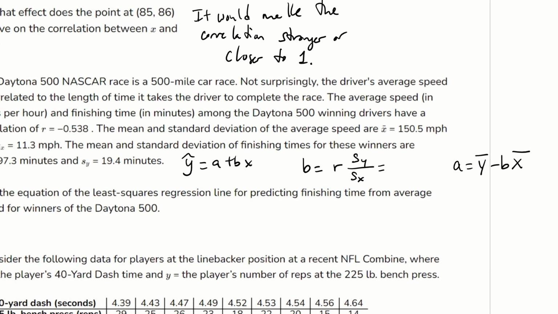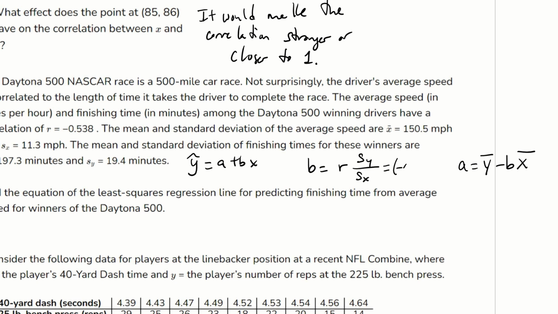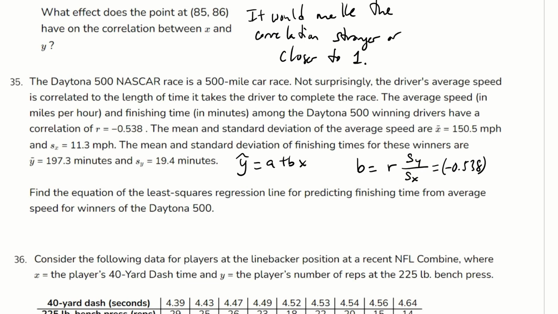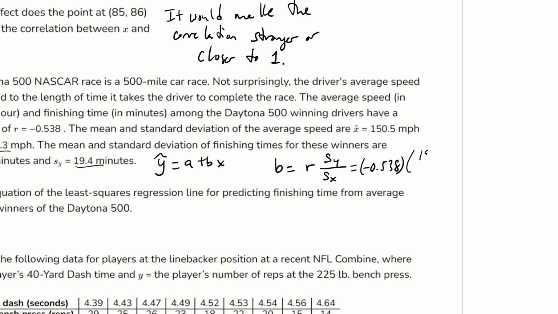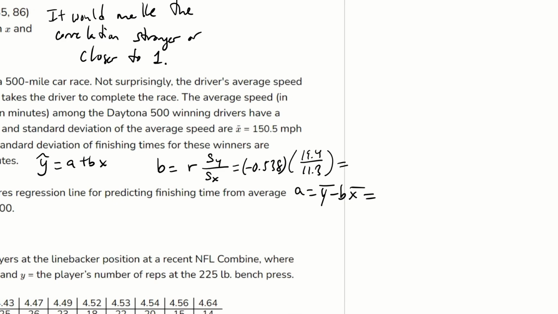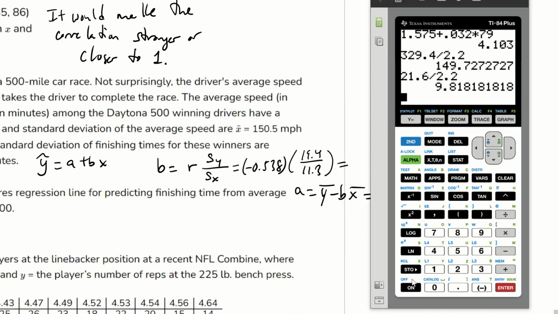All right, so my r is negative 0.538. Let me move this over. The sy is given. Sy is 19.4, sx is 11.3. So we calculate the b, then we can calculate the a, y bar minus b x bar. So let's go ahead and calculate our b first.